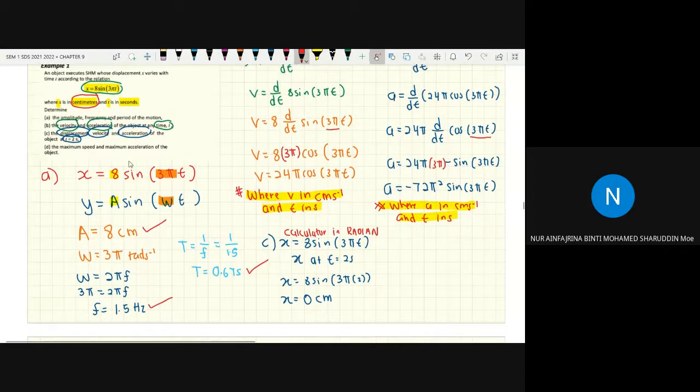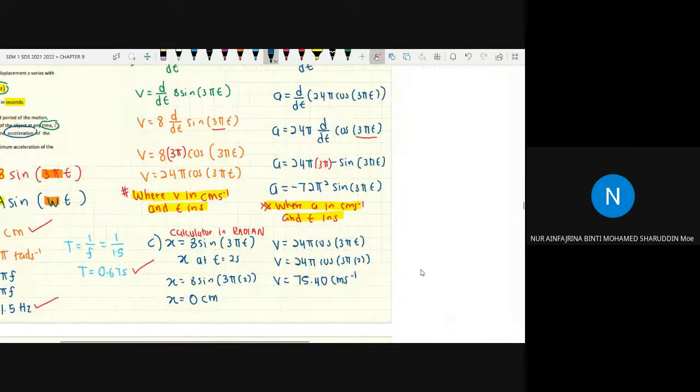Okay, so now when it asks for velocity, it's the same. So velocity is this equation: 24 pi cos 3 pi t. You just substitute, it asks for velocity at time equals 2 seconds. So just put in the 2 seconds into this equation. So you will get your V as 75.4 cm per second. And remember, calculator must be in radian as well. Your calculator must be in radian.